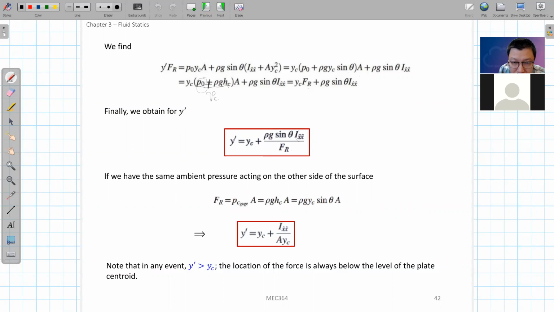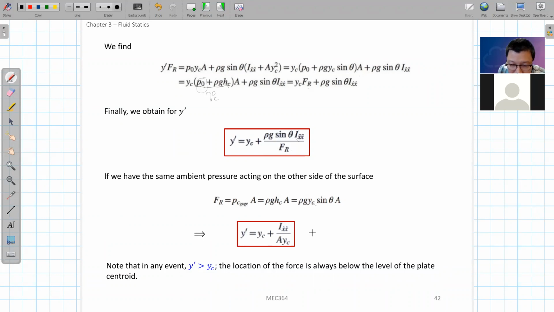Especially for this correlation, because now we need to derive this divided by the resistance force, right? This resistance force is the PC gauge times A, and PC gauge is equal to rho g hC in these cases. So this rho g can be cancelled, and hC can be yC times sin theta, so sin theta can be cancelled. So this equation can be further simplified in this form.